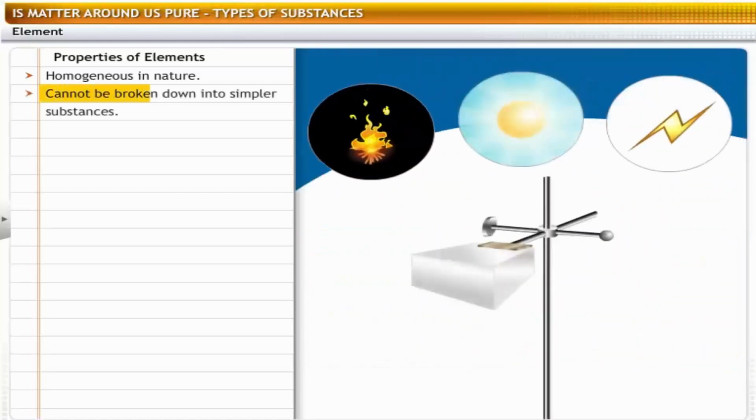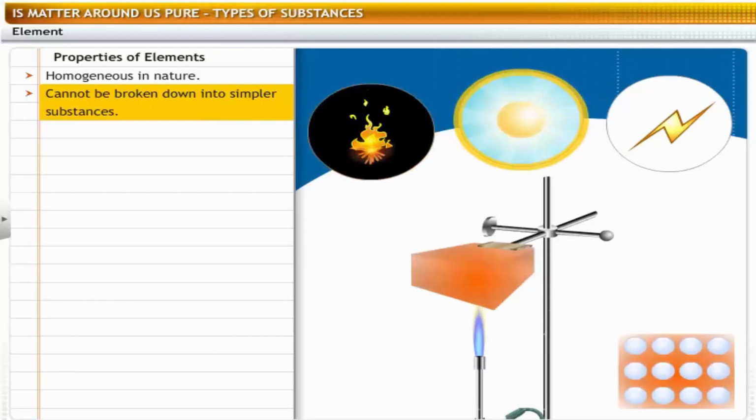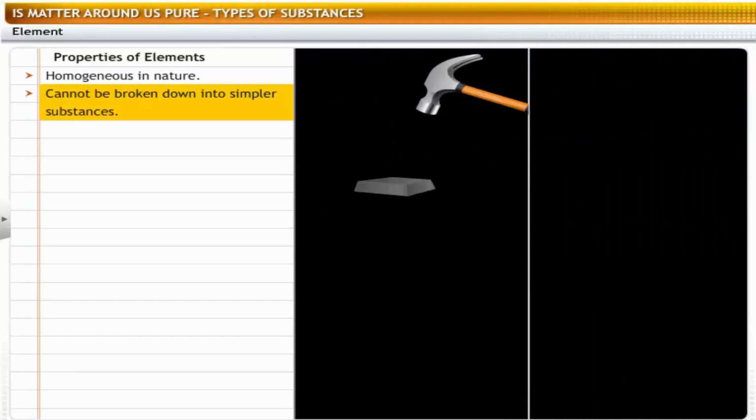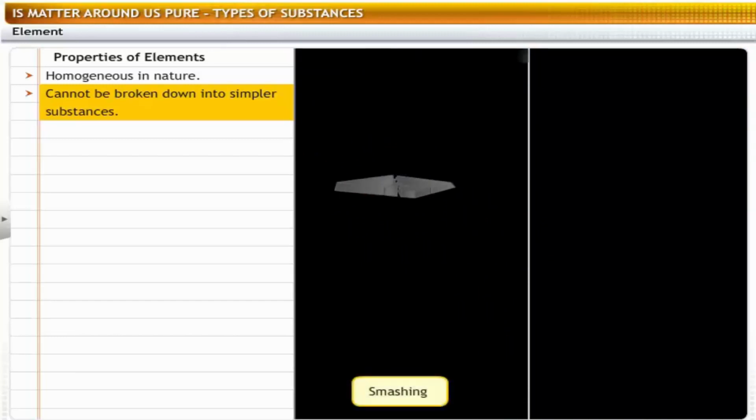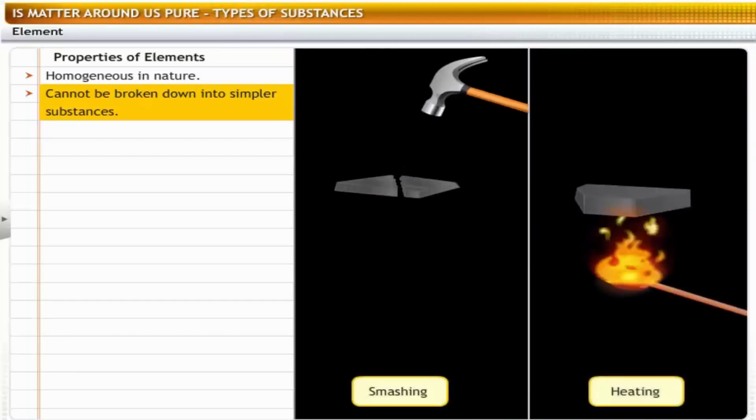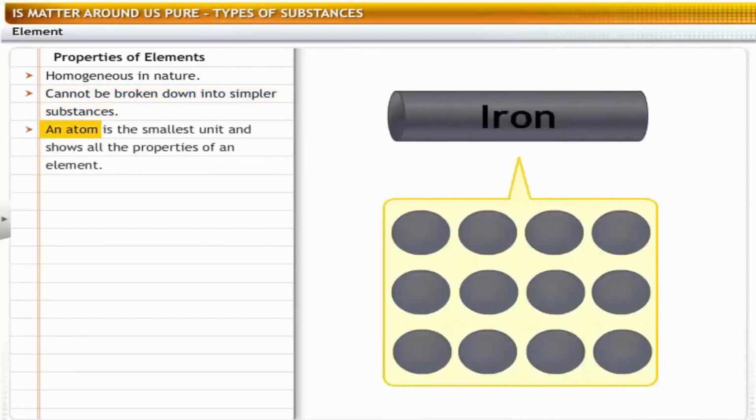An element cannot be broken down into simpler substances by any physical or chemical methods, such as heat, light, electricity, or chemical reactions with other substances. For example, if you were to smash a piece of iron into small pieces or heat it, the piece still remains as the element iron. An atom is the smallest unit that shows all the properties of an element.